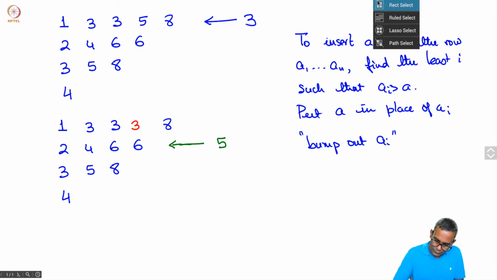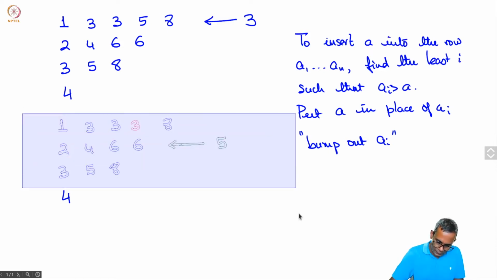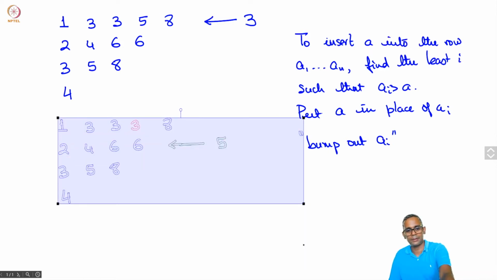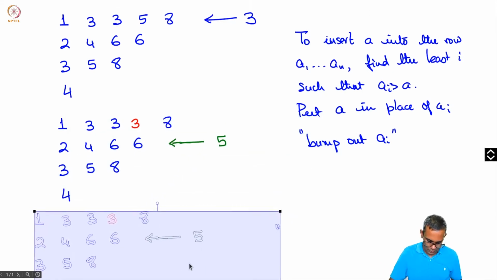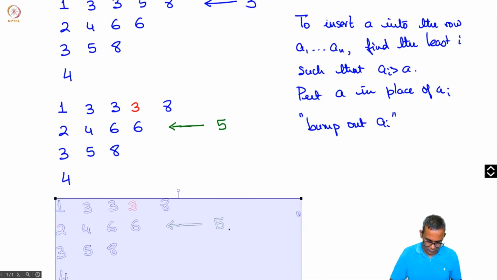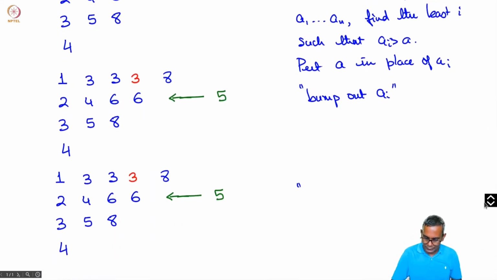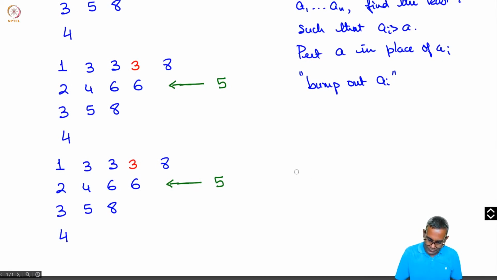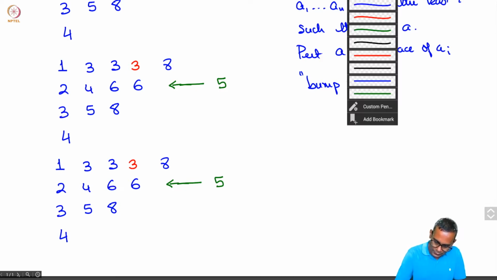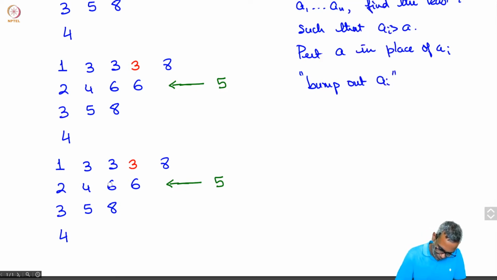Let me just copy this again and we'll do it again in the next step. So what's the first letter in this row that's greater than 5? Well, it's 6. So the 6 gets bumped out and 5 comes to rest in its place. So we have this 5 here, and now this 6 gets bumped out, and so it has to be inserted into the third row.